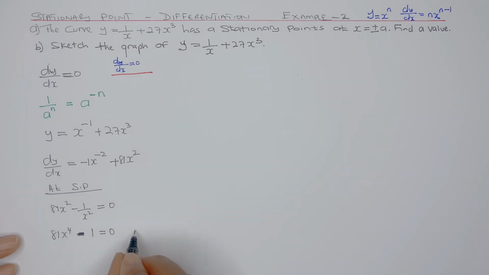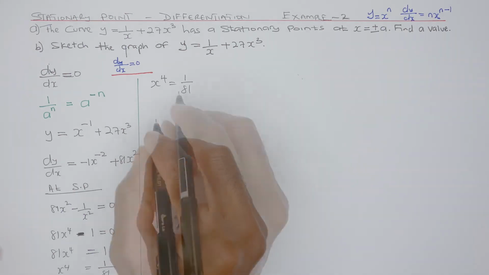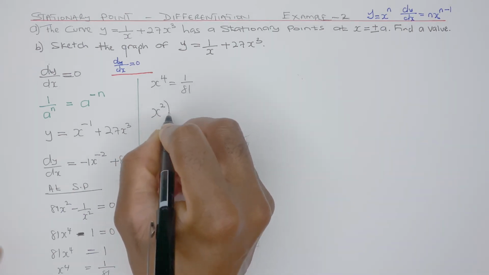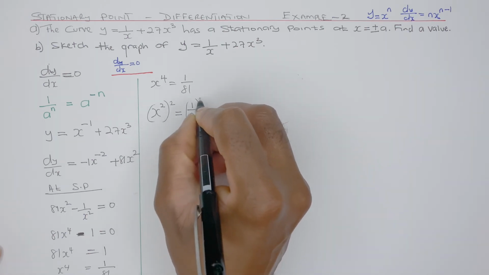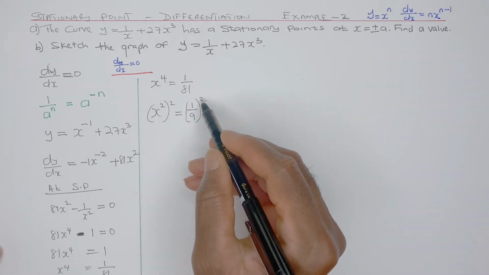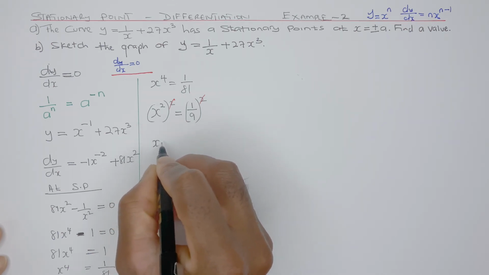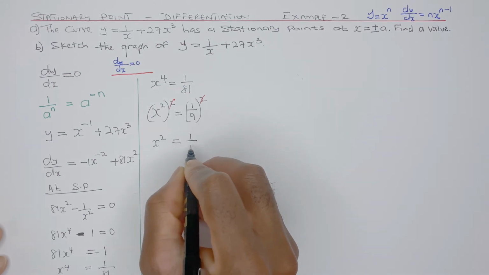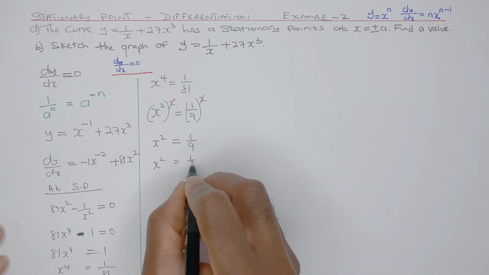Add 1 to both sides, or move 1 to the right. 81x to the power 4 equals 1. Divide both sides by 81. So x to the power 4 equals 1 over 81. We could rewrite this as x squared all to the power 2 equals 1 over 9 all squared, because 1 squared is 1, 9 squared is 81. So these can cancel because they're powers and they're the same, which implies that x squared equals 1 over 9. But x squared also can be equal to 1 over 3 all squared.